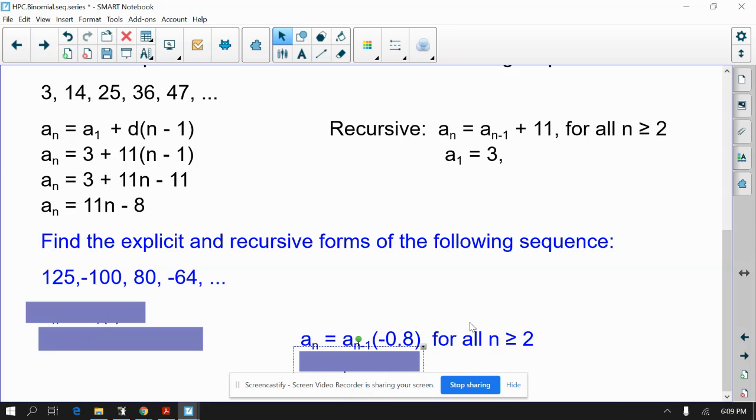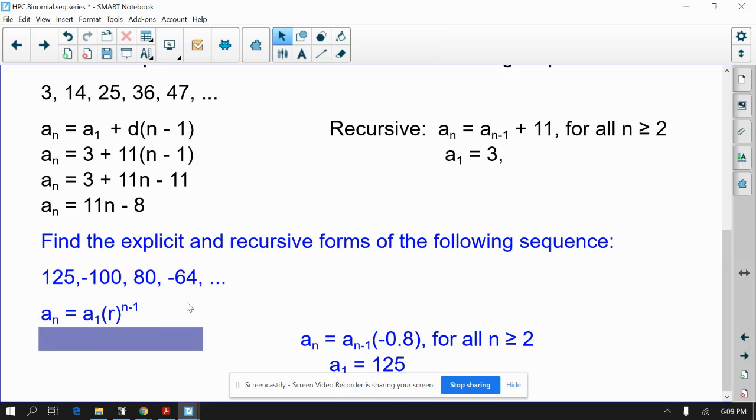And don't forget to identify what the first value is. The first value is 125. And then once you have the first one, you can find the second one. And when you have the second one, you can find the third one, and so on and so on. Explicitly, this is something you're going to commit to memory. This is like the exponential part of the sequences. This is the linear part up here. This would be the exponential.